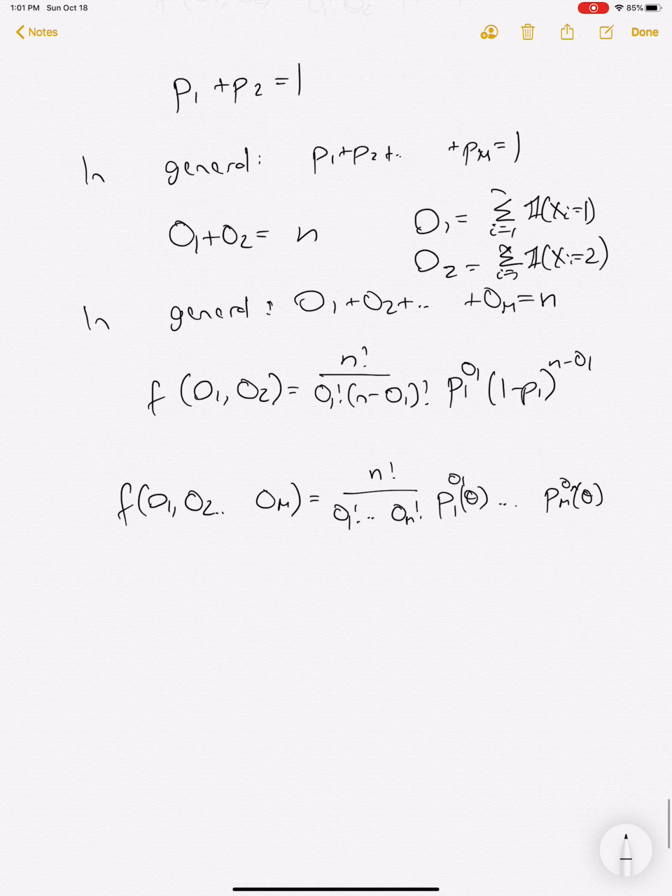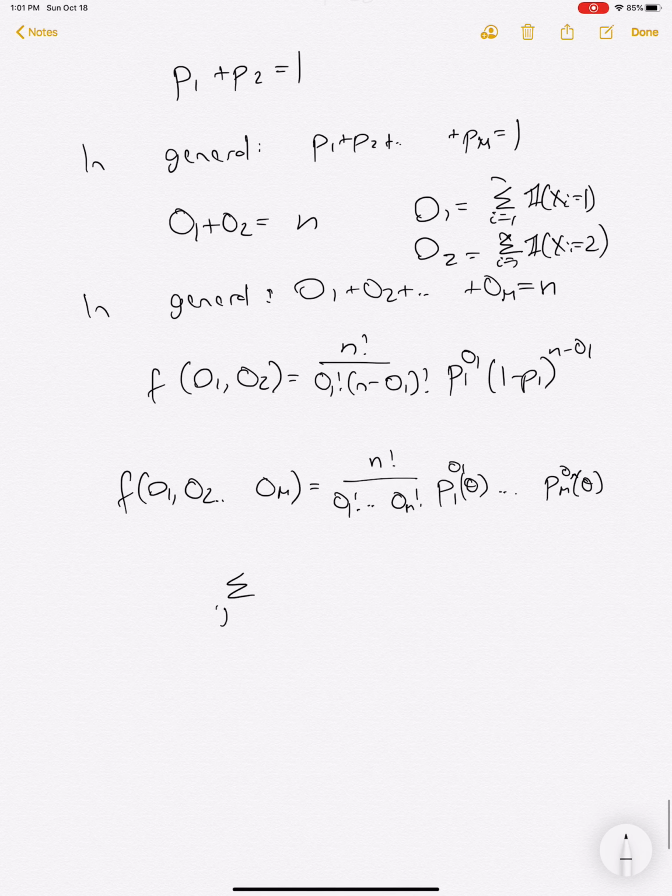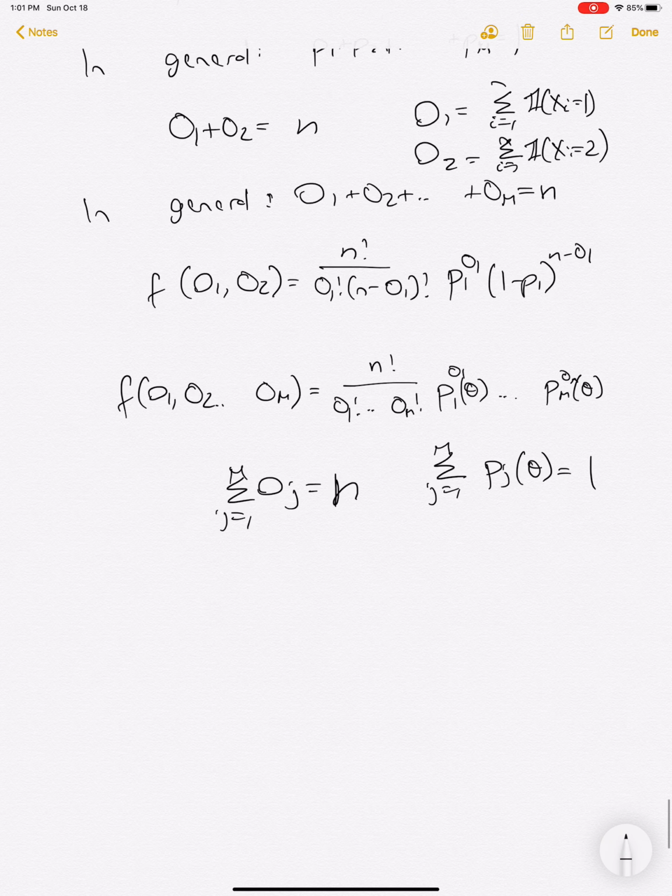But then we also have these constraints that the summation j equals 1 to m of Oj should be n, and then the summation j equals 1 to m of Pj of theta should be equal to 1. Okay, and so this is exactly the form of this distribution.